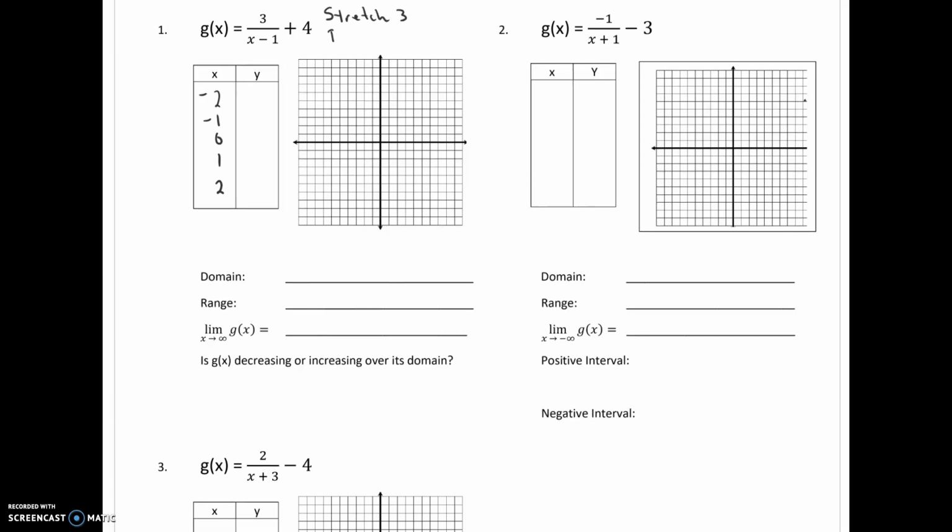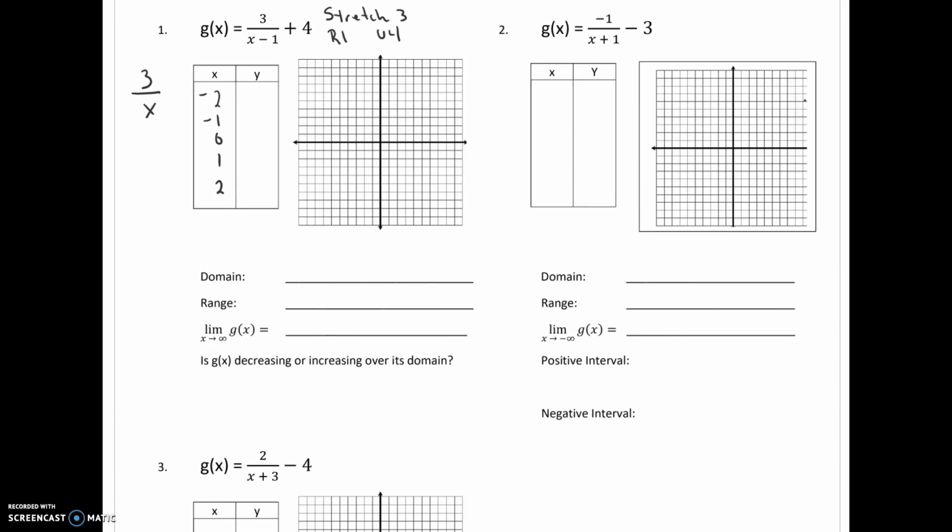The 1 is going to make it go right 1, and the 4 is going to make it go up 4. So from there, what we had said is that we're going to use the flip, stretch, or compress when we make our t-chart, our graph. So I'll be leaving out the -1 and the +4. So when I make my graph and my table, I'll be using 3 over x. I'll apply the 3 in there.